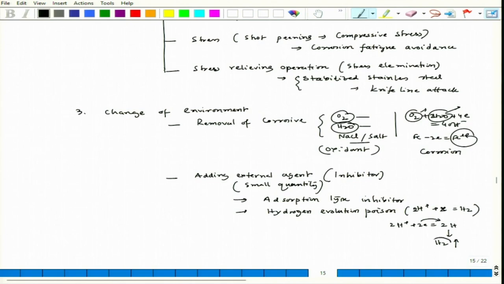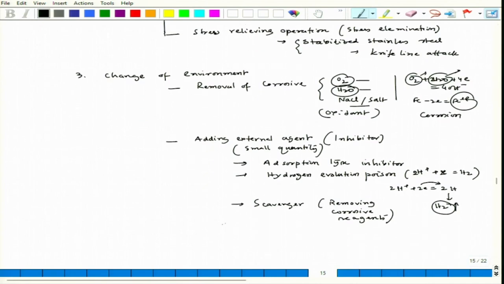But if you can stop this evolution, then definitely you can reduce the requirement of electron for the hydrogen ion reduction, and of course, that way you can reduce the electrochemical dissolution of metal. Then there could be possibility of scavenger, will talk about scavenger later on. What it does, the scavenger, is it actually removes the corrosive reagents from the electrolyte. Scavengers act that way. Okay.